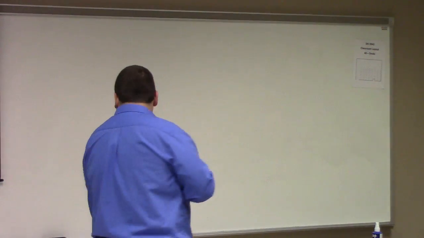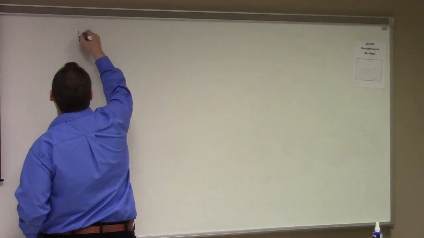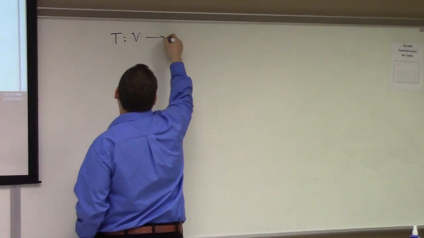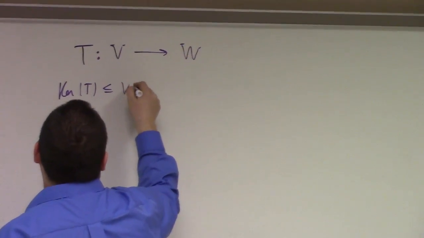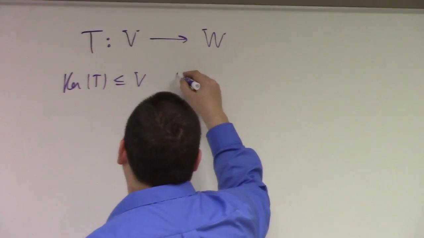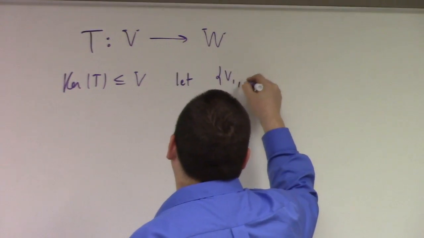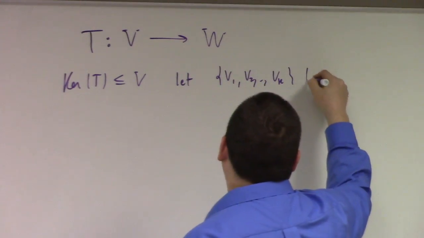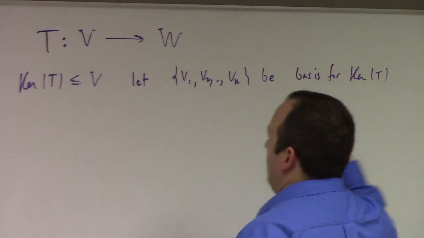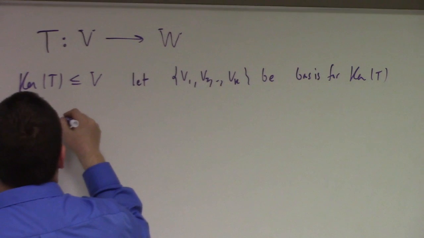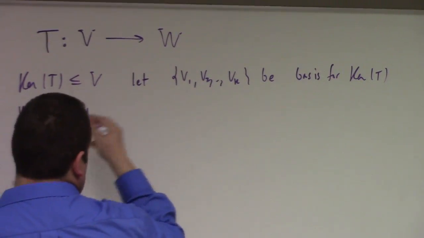There is one proof that's kind of like a page long that really stands out to me as something I might ask conceivably, possibly. That's the rank nullity theorem. The one that starts with, you've got T from V to W. So what do you do? You look at the kernel. The kernel of T is a subspace of V, and you let V1, V2, and so on up to VK be a basis for the kernel. And then you extend to say beta.